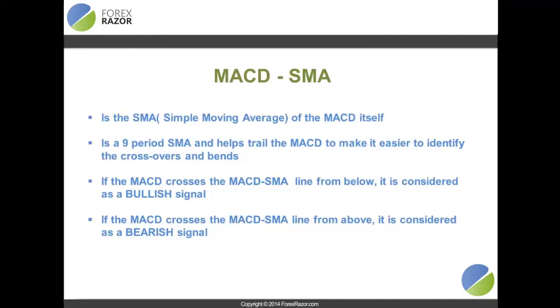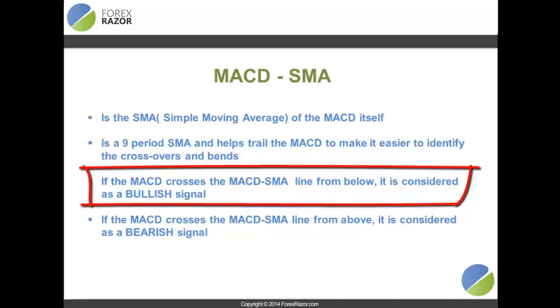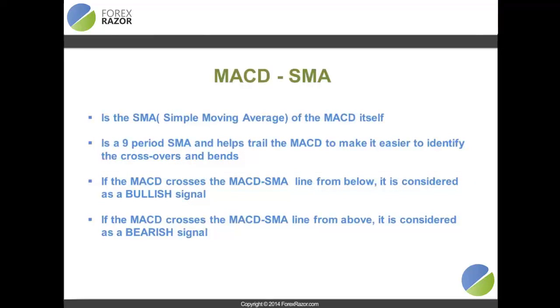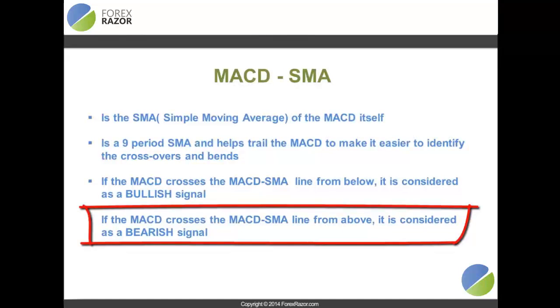This SMA helps trail the MACD better and makes it easier to identify the crossovers and bends. If the MACD crosses the MACD SMA line from below, it is considered as a buy signal, whereas if the MACD crosses the MACD SMA line from above, it is considered as a sell or a bearish signal.